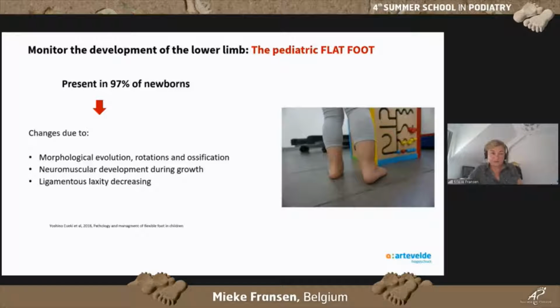So 97% of newborns are born with a flexible flat foot. So this is considered normal. It changes during development, during growth, through the morphological evolution, these rotations and ossifications of the bones, which we'll be discussing later, due to the neuromuscular development during growth, and due to the fact that the ligamentous laxity decreases while growing.